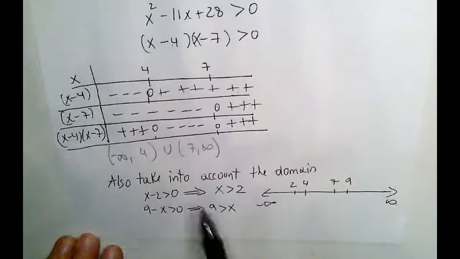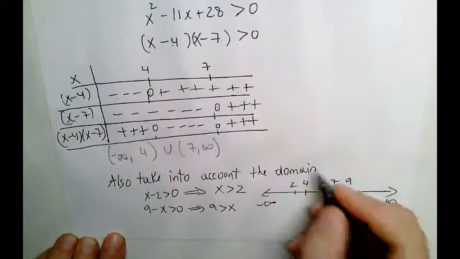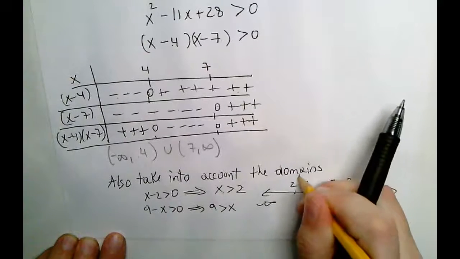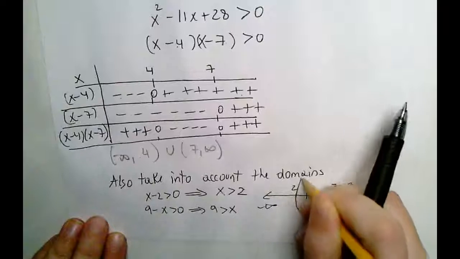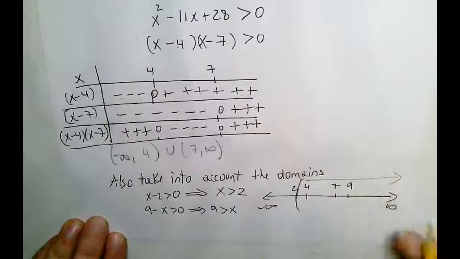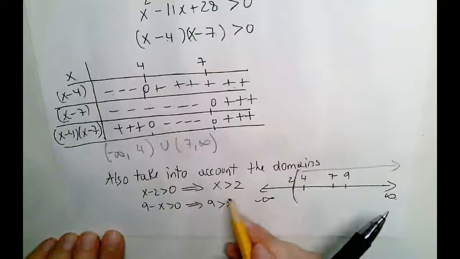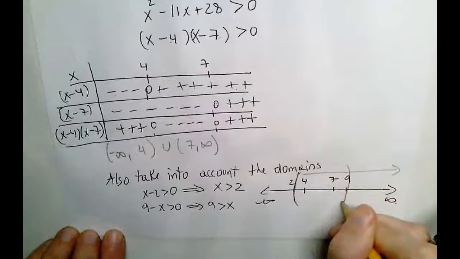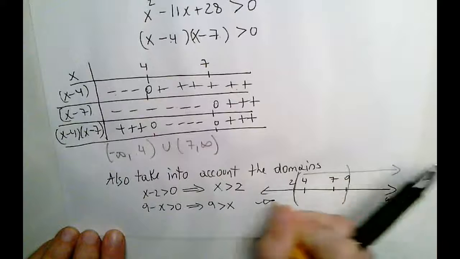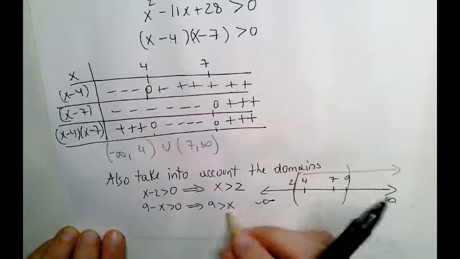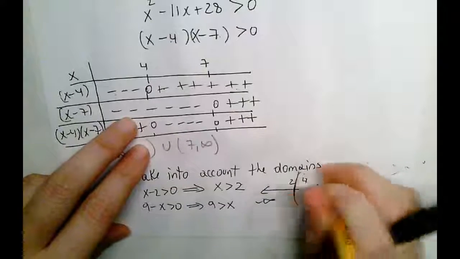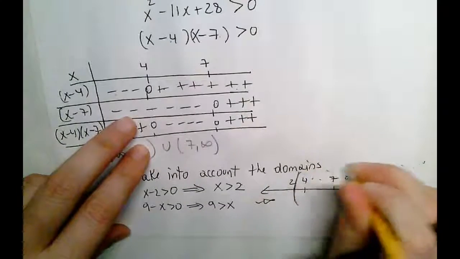So now we have to think. From the domains, we must have that x is greater than 2, and x is less than 9. So this is the restriction we get from the domain: x greater than 2 and x less than 9. We're going to have to look only between 2 and 9 for our solution.